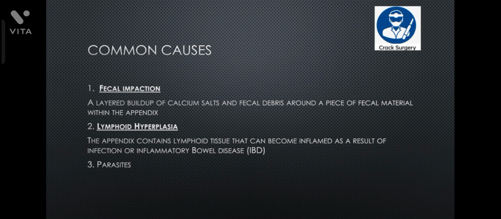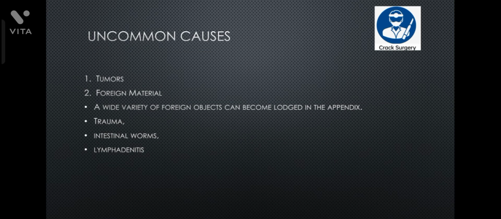Second cause is lymphoid hyperplasia. The appendix contains lymphoid tissue that can become inflamed as a result of infection or inflammatory bowel disease, that is IBD. Third is parasites. Uncommon causes are tumor and foreign materials. A wide variety of foreign objects can be lodged in the lumen of the appendix, as well as trauma, intestinal worms, and lymphadenitis.